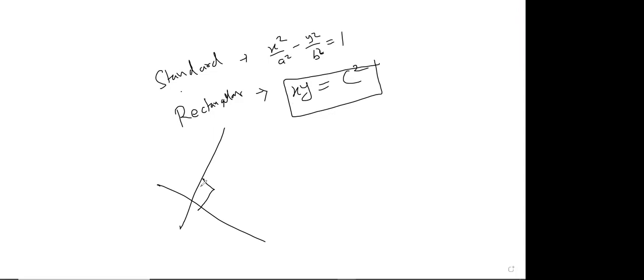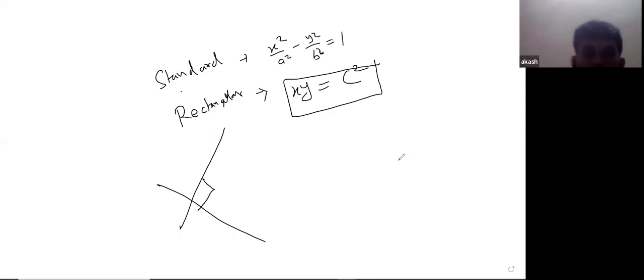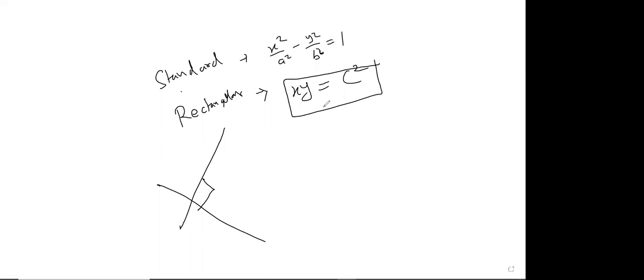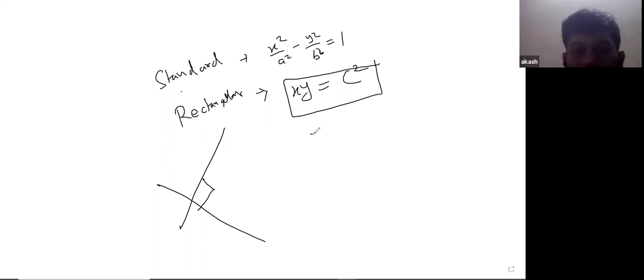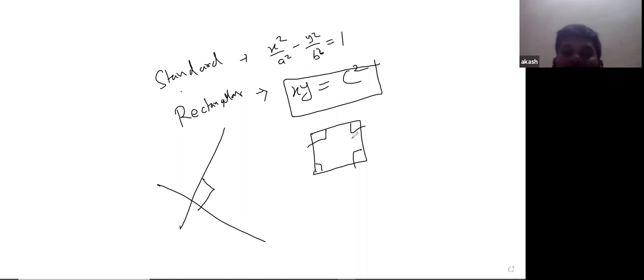The name rectangular comes because in a rectangle all the angles are 90 degrees. This has nothing to do with the rectangle itself. This has to do with asymptotes. The asymptotes meet at perpendicular angles.